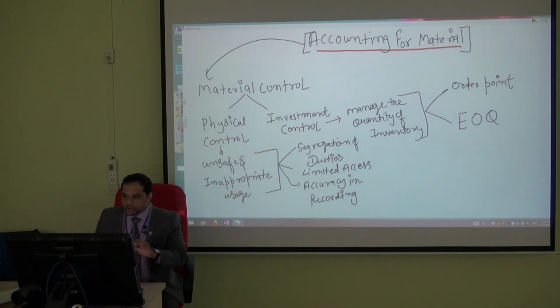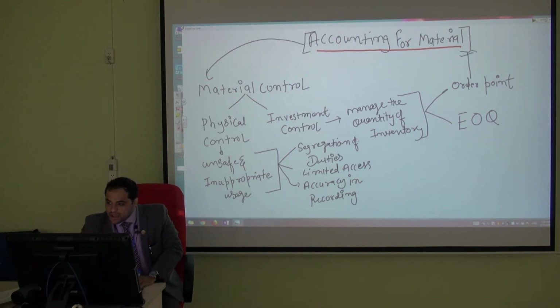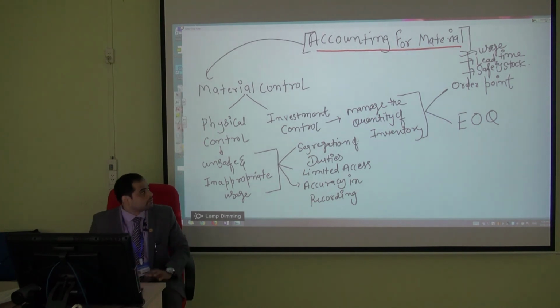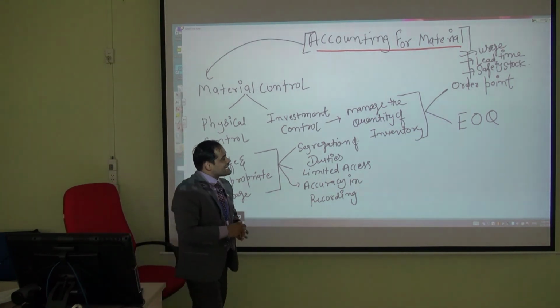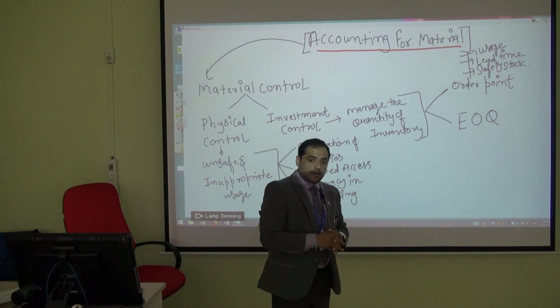Alright? So how can we measure the order point? If we want to measure an order point, we need to know three kinds of information. Alright? The first information is about the usage. Second one is lead time. And third one is safety stock. Right? Usage, lead time, and safety stock.